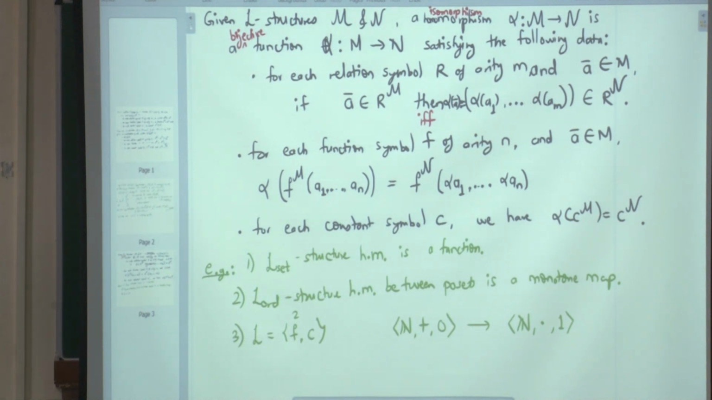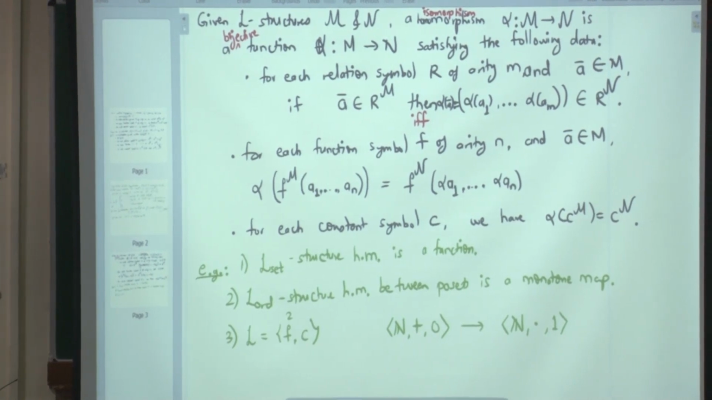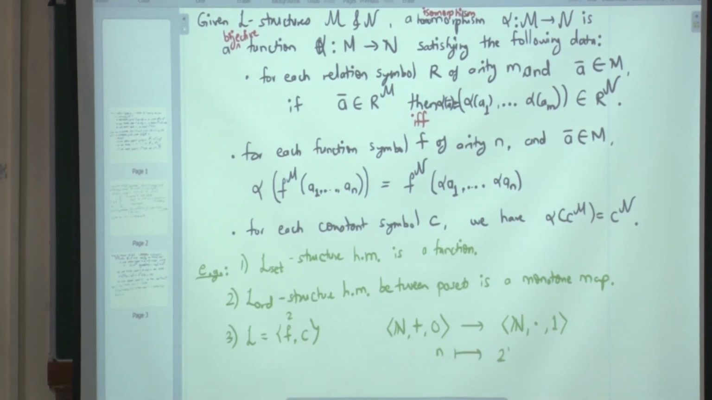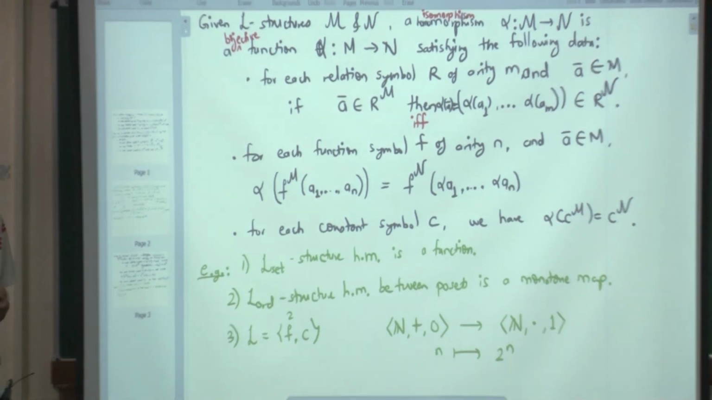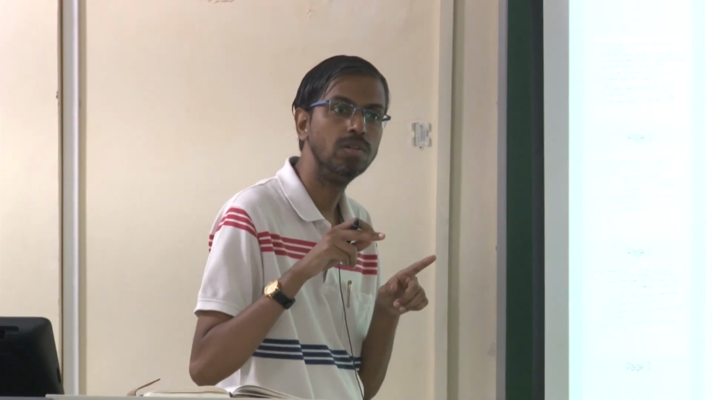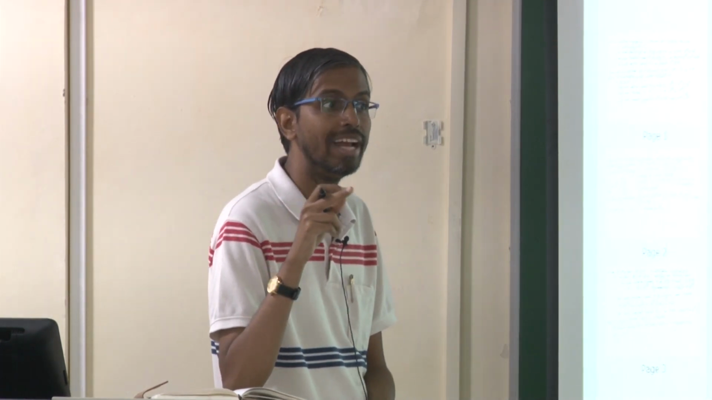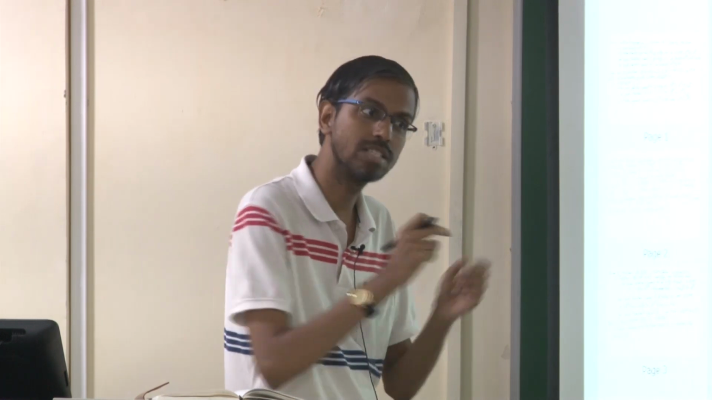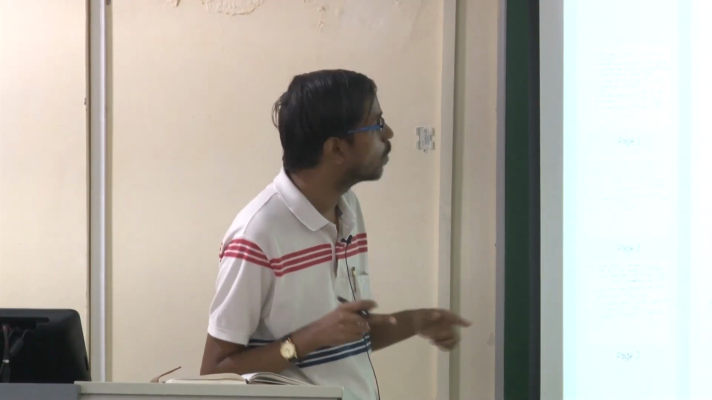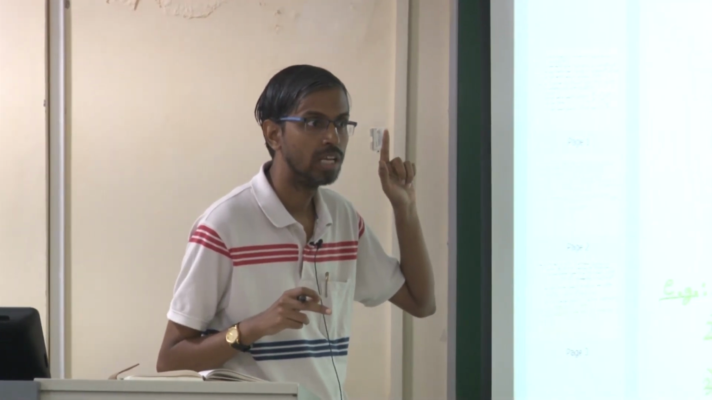What should be the map? Can you think of any? If I do n mapping to 2 to the power n, you understand? So n mapping to 2 to the power n, this is the exponential map. And can you tell me what it is? So 2 to the power n1 plus n2 maps to 2 to the power n1 times 2 to the power n2, so the structure is preserved, and also 0 maps to 1. So this is an injective homomorphism.